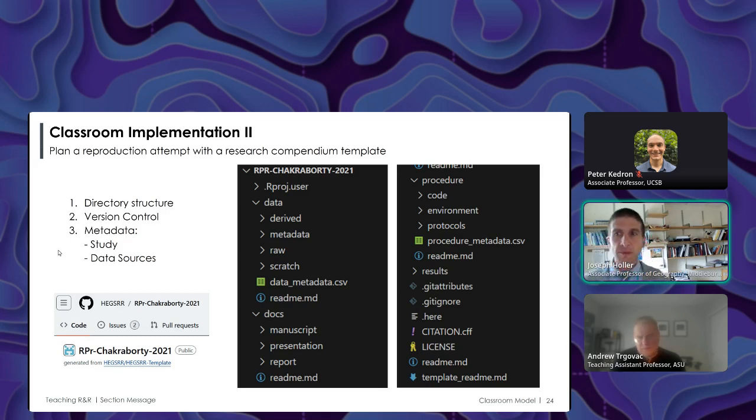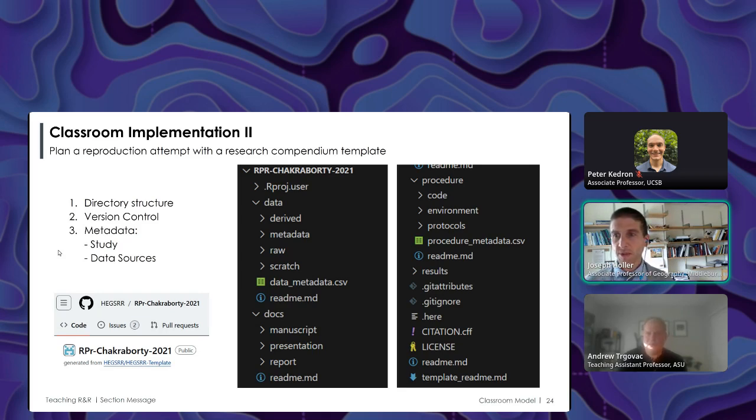We also implement it in GitHub using version control so that there's a history of all the changes that have been made to the project over time. And we have templates for metadata embedded in that directory structure. So overall study metadata is implemented according to the Dublin Core standards so that it can be ported over to a repository or an archive, a digital archive. And for the data sources, we use the ISO geospatial data standards to give a template for documenting your data sources and recording metadata on those.